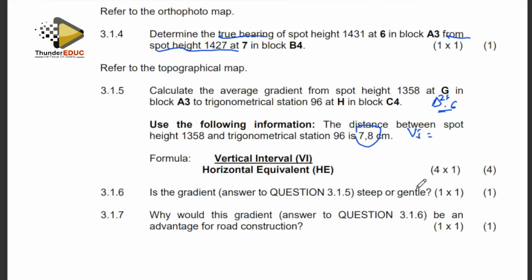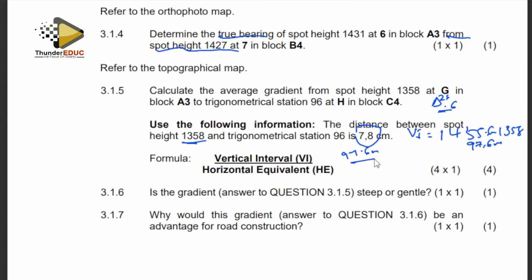So the height of the trig beacon and the height of a spot height. So the spot height is this. So we are just getting the one for the trig beacon. So the trig beacon is 1455.6 meters above sea level minus 1358. What is the difference? The difference is 97.6. 97.6 meters.